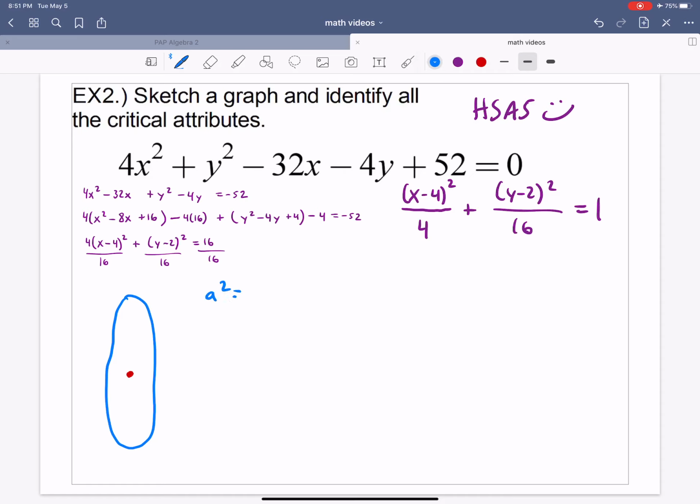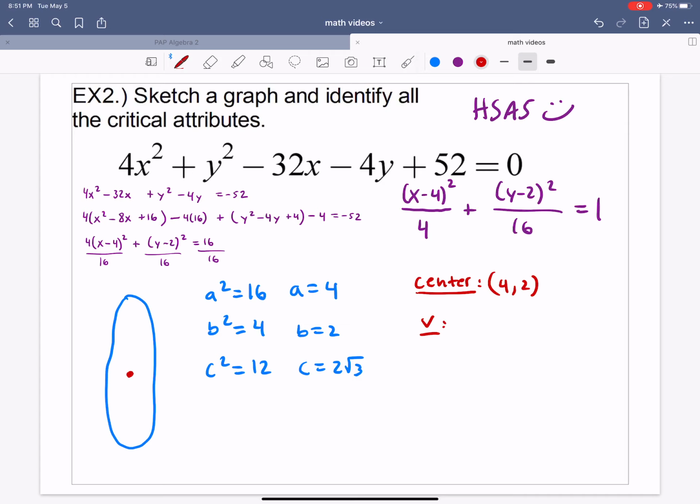Okay, so let's do a, b, and c first. So a squared we know is 16. B squared we know is 4. C squared is the difference between those, so we get 12. Now I like where these numbers are going. A is 4, B is 2, C is 2 root 3. Okay? Now let's go through and label our attributes here. The center we find using H and K, so that's 4, 2.